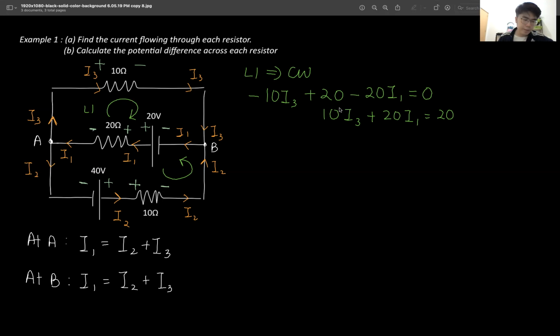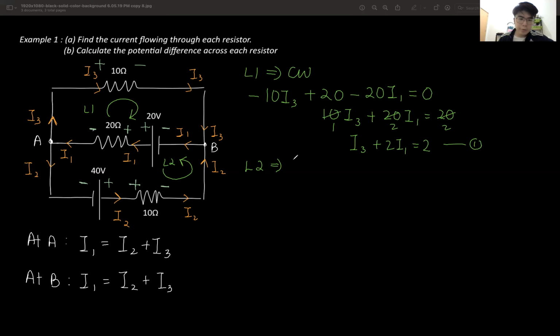Maybe I can simplify, 10, 1, 10, 2, 2. So, I3 plus 2 I1 equals to 2. That becomes my equation 1. Put it aside first. Now we do a second loop, L2.